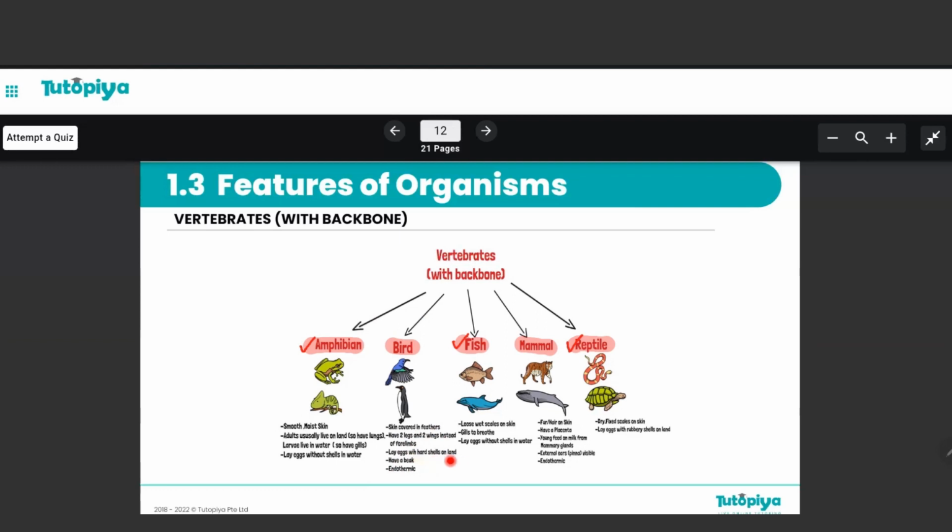So birds too lay their eggs on land, and their eggs are covered with a hard shell. And let's take a look at this last feature given here. Birds are endothermic. Now, what does it mean to be endothermic? The term endothermic means that birds are able to control their internal body temperature. And this is a feature seen only in the birds, which we have just discussed, and the mammals. Only these two groups of vertebrates have the ability to control their internal temperature.